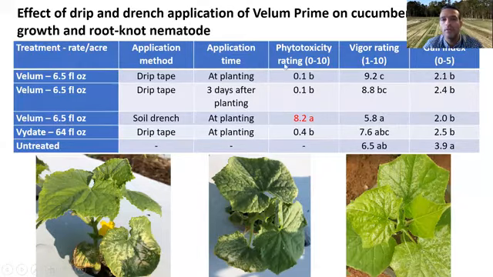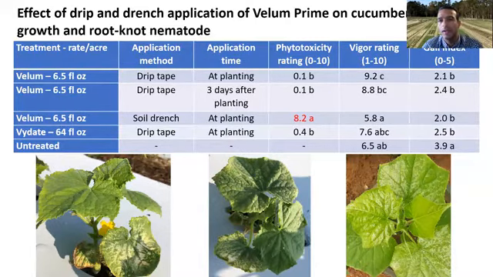If you look at the data for phytotoxicity, you can see that the plot that received soil drench application of Velum had greater phytotoxicity compared to the other treatments. 0 means no phytotoxic damage, and 10 means the maximum phytotoxic damage. A value of 8.2 shows that the soil drench application of Velum Prime is not recommended for cucumber.